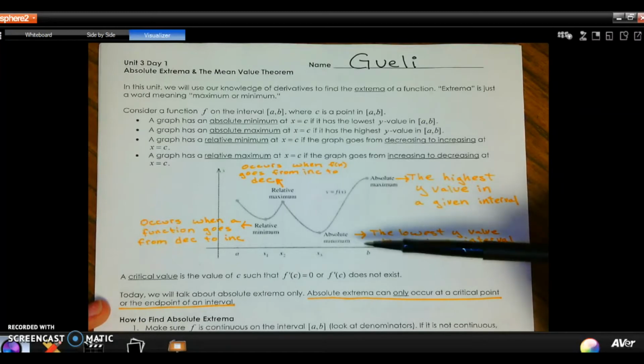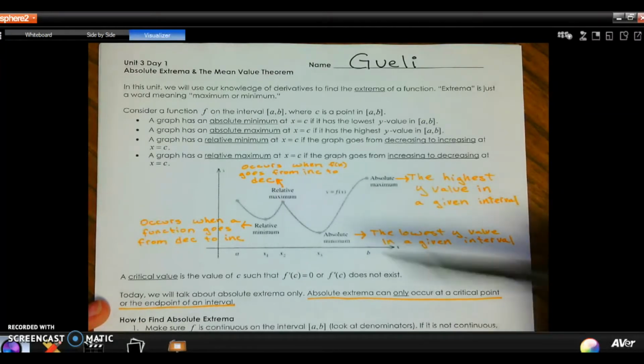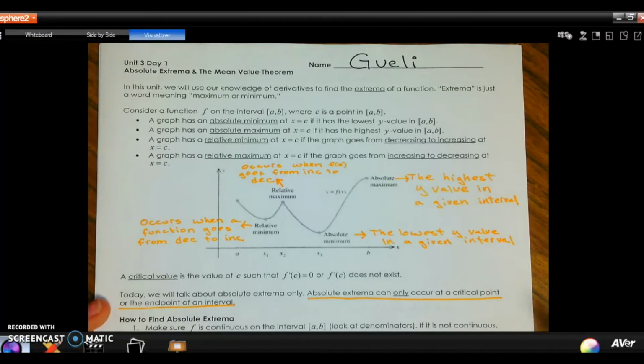If it asks you for the extrema, that's asking for both the absolute max and min over a given interval. What you'll notice about these absolute max and min is that they're going to occur at what we call a critical value. The critical value occurs where the derivative equals 0 or the derivative does not exist.